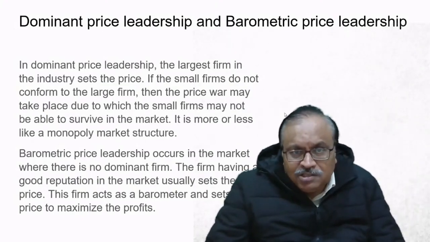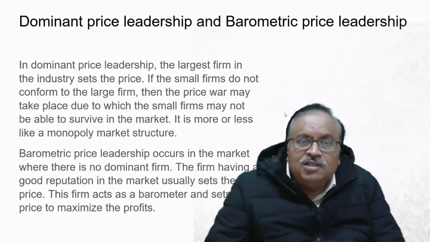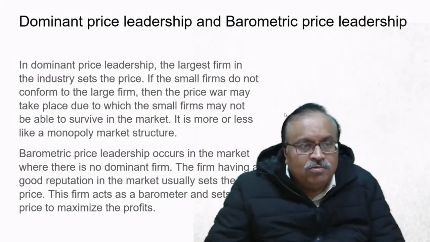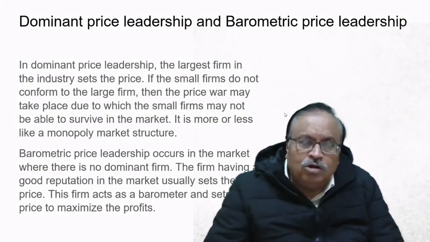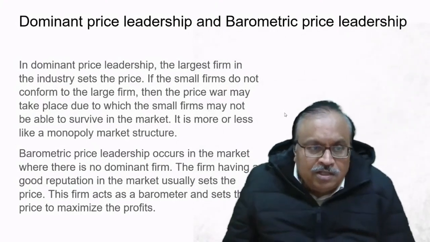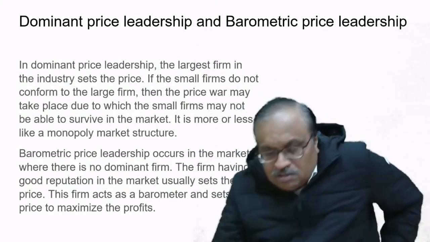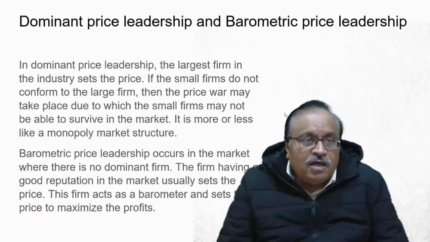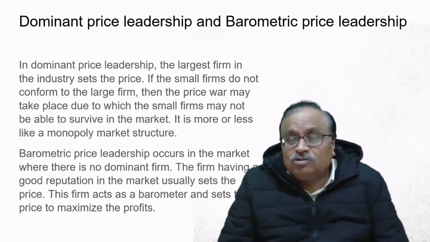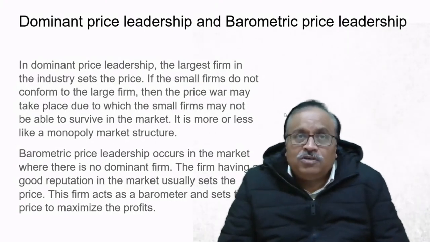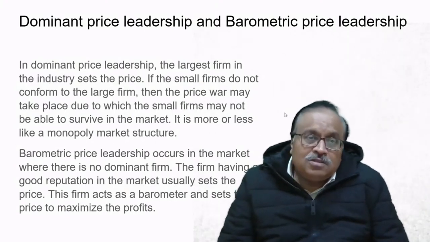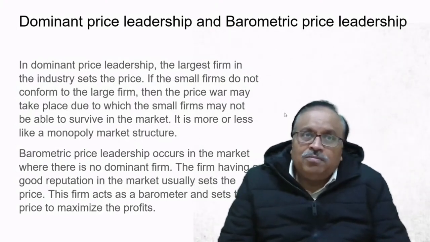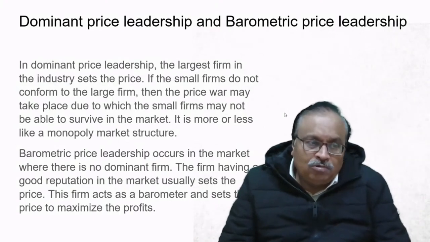In dominant price leadership, the largest firm in the industry sets the price. If the small firms do not conform to the large firm, then a price war may take place, due to which small firms may not be able to survive in the market. It is more or less like a monopoly market structure. Although a lot of firms are there, the dominant player decides the price of its product. If other small firms try to reduce the price, then there will be a price war and the small firms will be wiped out.